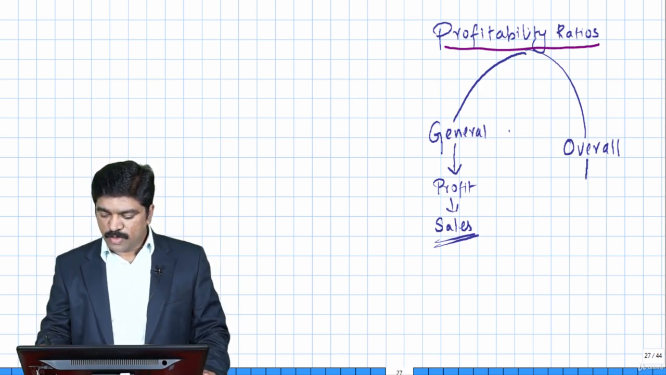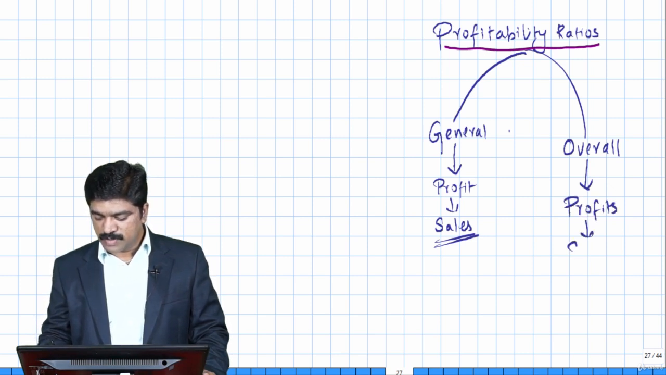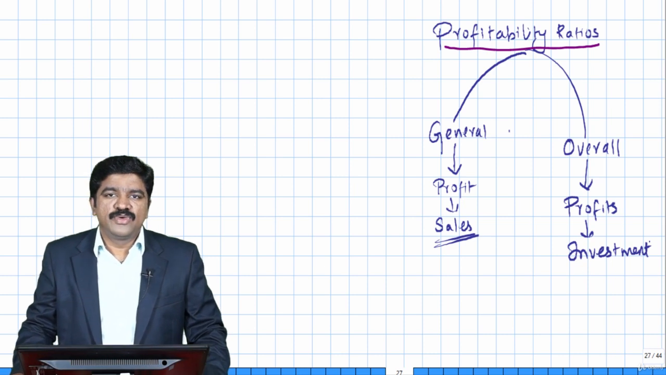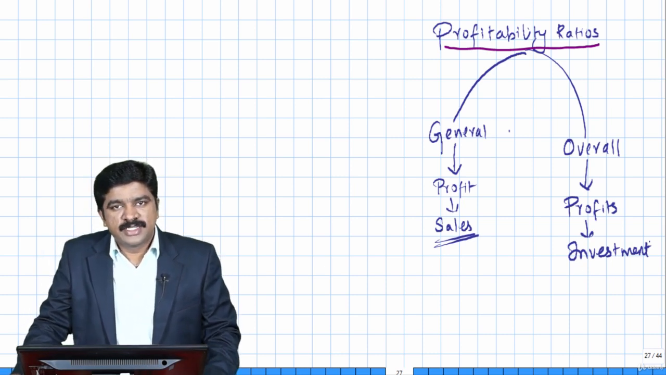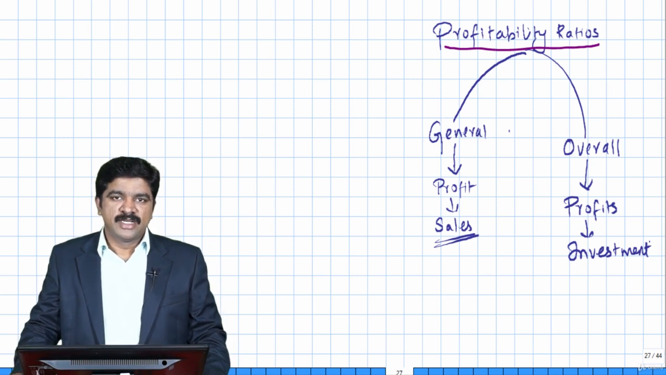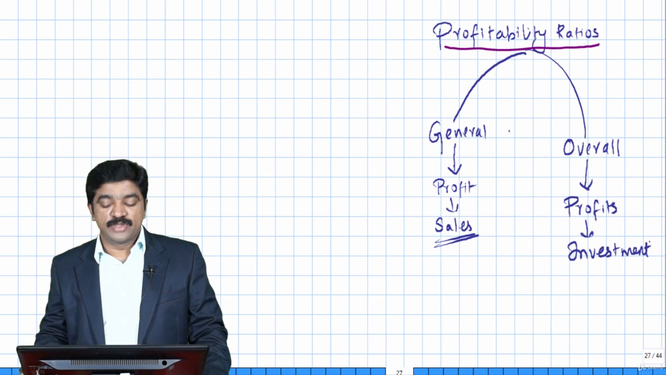And in overall profitability ratios, what we'll do is we will compare the profits with investment. This is the ratio which investors will be looking for. Because when you invest in an organization, you will be interested in knowing what is the return you are getting from the investment. And for that, you basically have to look into the profitability ratios, which are overall profitability ratios.